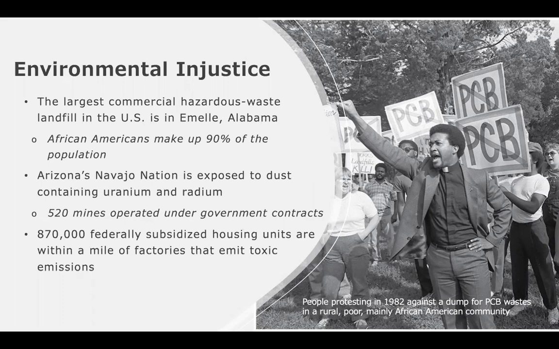Another example: almost 1 million federally subsidized housing units are located within 1 mile of factories that emit toxic emissions. So environmental justice refers to the movement that seeks to end the disproportionate burden that communities of color and low-income communities experience when it comes to environmental pollution.